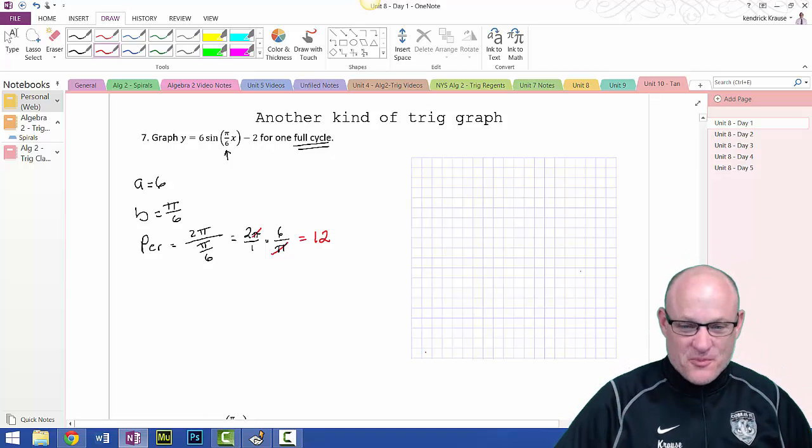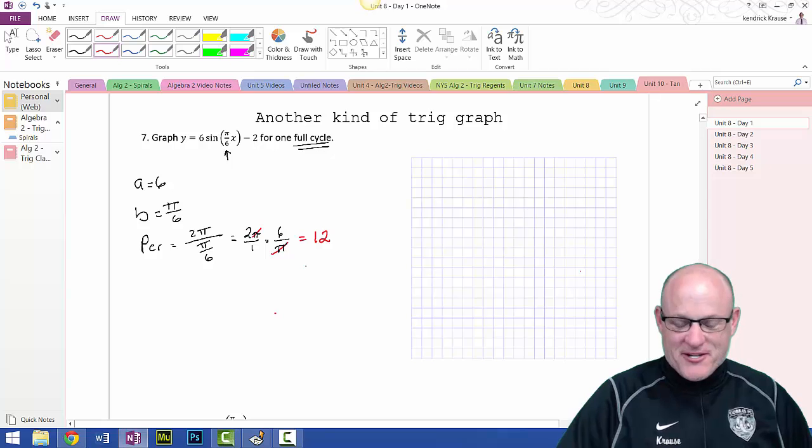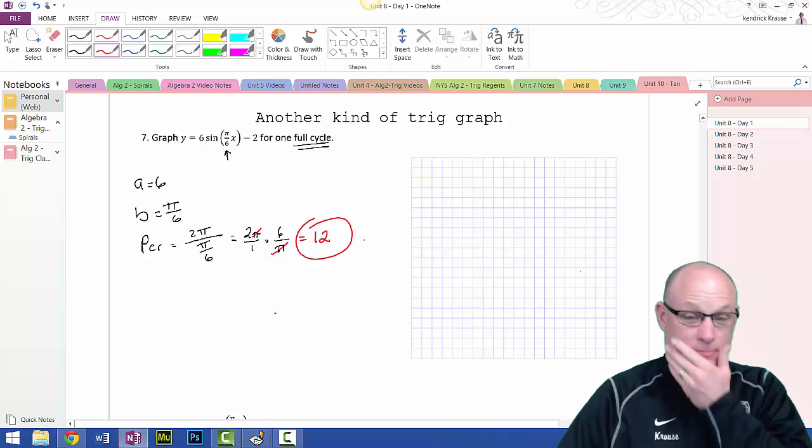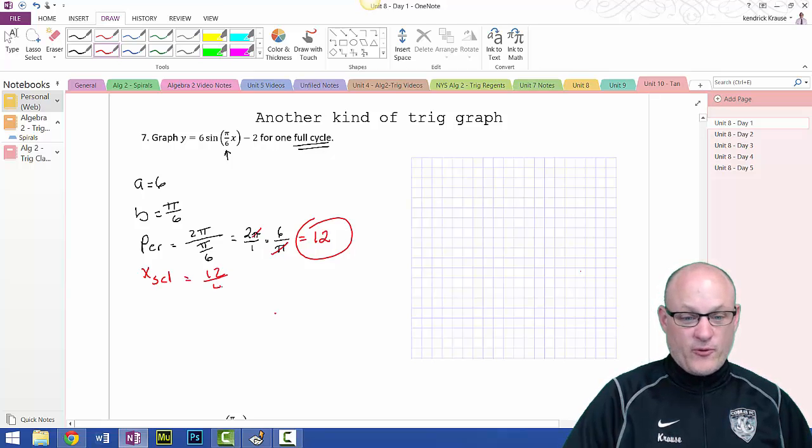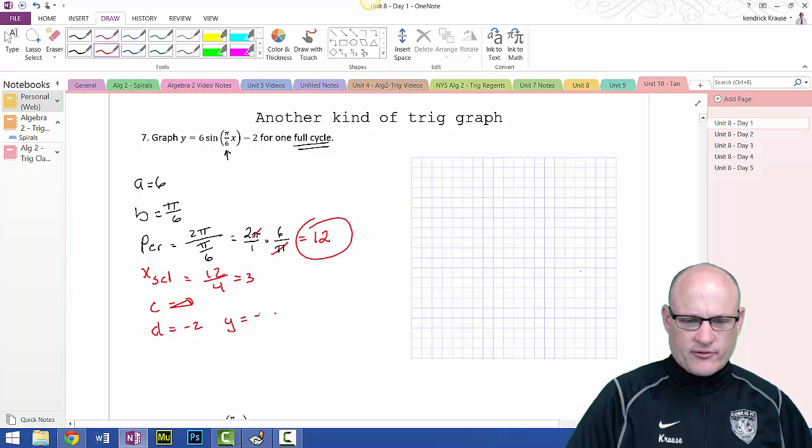Back to class. Okay. I don't know where the pen is. Don't sweat it, because I don't have to count by pies anymore. I can just count by numbers. Now my x scale, which is done the exact same way, is 12 over 4. It's still divided by 4, so every 3 tick marks. I don't have a C, it's just 0. My D is -2, so my midline is y equals -2. I have a min of -2 minus 6, or -8, and a max of -2 plus 6, which is 4.